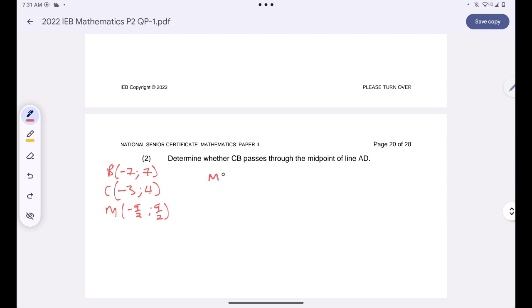Firstly, I need to find the gradient of line CP. Y2 minus Y1 over x2 minus x1, right? I'll say 7 minus 4 is equal to negative 7 minus negative 3. This will give me 3 at the top and negative 4 at the bottom, so it's just negative 3 over 4. Okay, and then now let me go and find the gradient of line BM. If the gradient of line BM is equal to the gradient of CB, I can therefore conclude that the points are collinear.